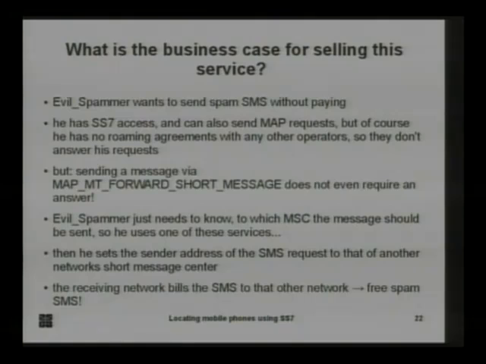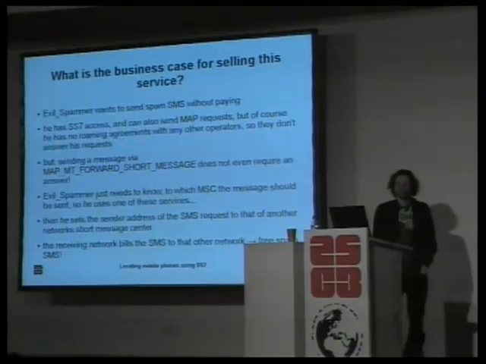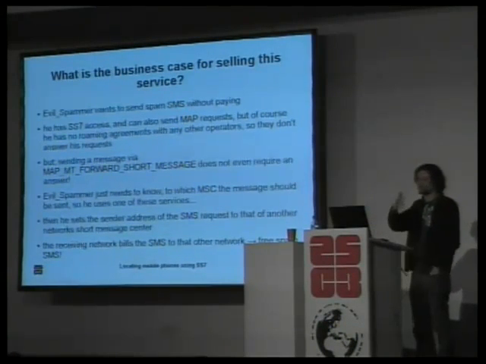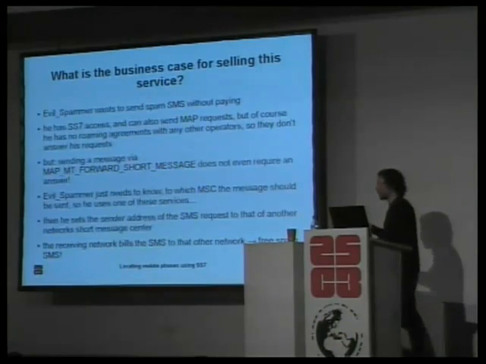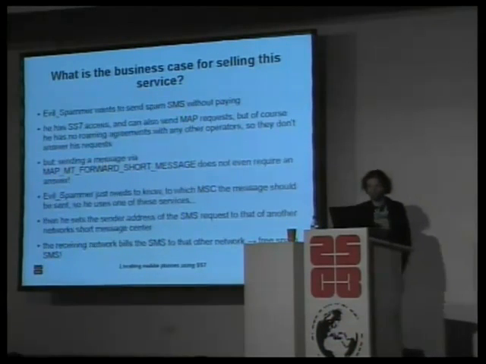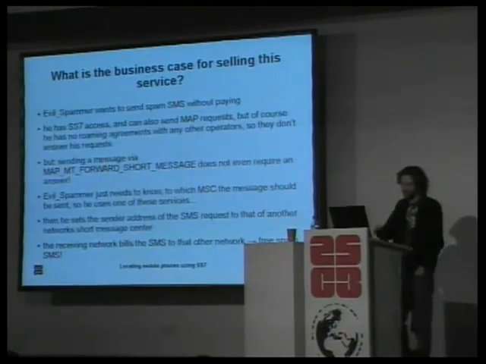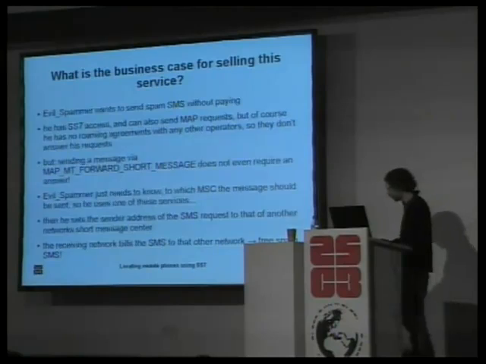He just uses one of those services, asks them for routing information for phone numbers he wants to send spam to, and then uses this routing information to send the short message via his SS7 link. And as a sender address, he just puts in there some SMSC, short message service center, of some other network that has a roaming agreement, and they will be billed for this short message. So, meaning some other network pays the bill, and the evil spammer can send free spam SMS.